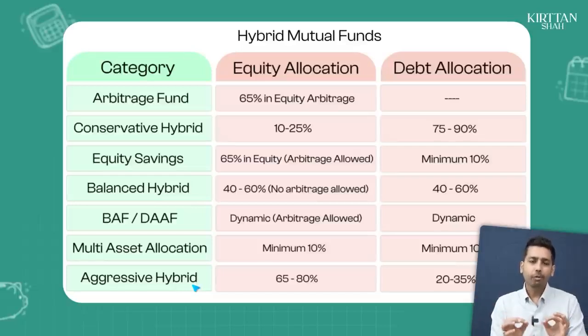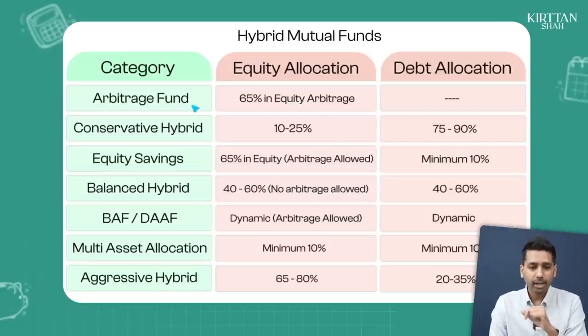So the first thing, if you want to understand how these 7 hybrid funds are different from each other, you will have to understand which hybrid has how much equity, how much debt, and how much alternates. Once you understand that, you will actually understand how each of these categories is different from each other. So let's first try and understand the differentiation between all the 7 categories.